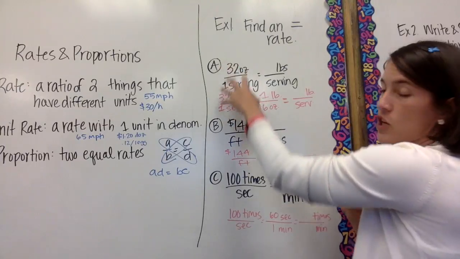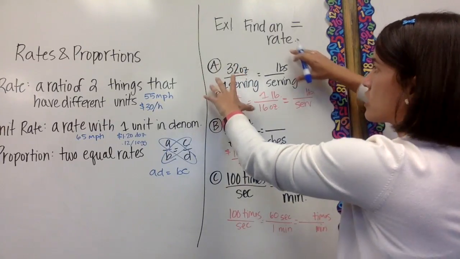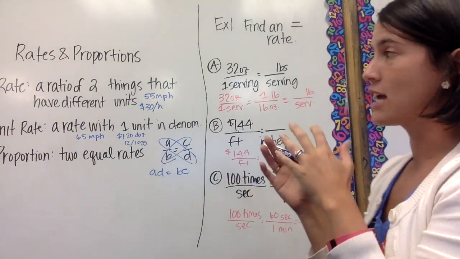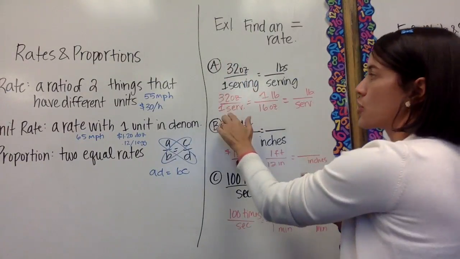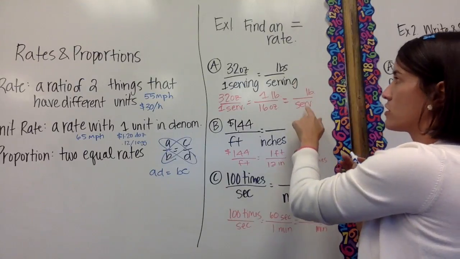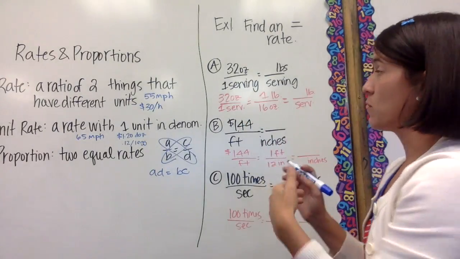I start with the first one, I end with the last one. So you see the first and the end are the same. My middle one is the conversion rate. That's when I'm going to change my ounces to my pounds. So 32 ounces over 1 serving, and how many pounds is 1 serving? And I know that there are 16 ounces in 1 pound.